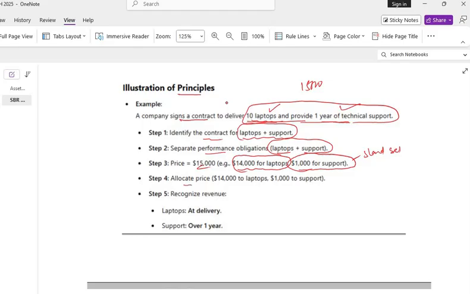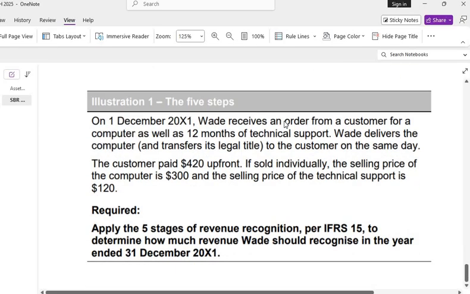Now allocate the price to the laptop. The laptop is delivered at one time, so you will have to recognize revenue at that time, and the service will be provided for 12 months, so you will divide the service cost by 12 months. So each month you have to recognize the revenue of support. Clear?